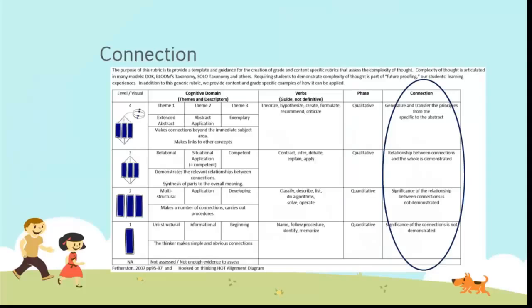The last column tries to put words to what the learning looks like. Look at the description for the Level 1 connection. Significance of the connections is not demonstrated. I want you to think about this in another way than assessing a student's final learning product. Instead, I'd like you to take a look at this column as if you were looking at it from the standpoint of the beginning of a lesson. At the beginning of a lesson, students are trying to sort out the pieces and learn the parts. At this point, all students are at a Level 1.